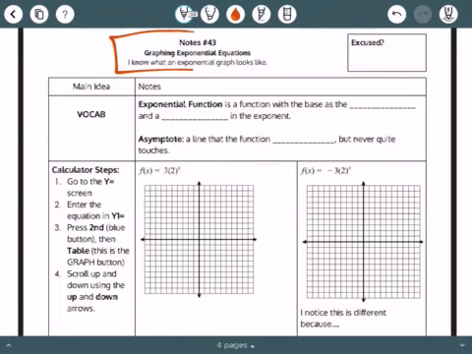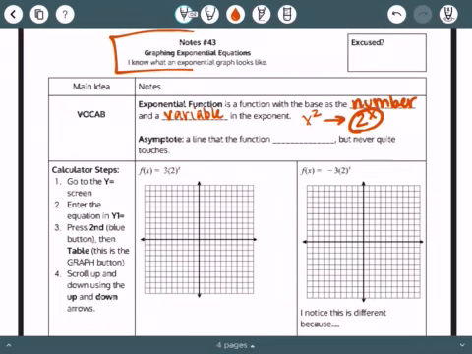So an exponential function is a function with a number as the base and a variable in the exponent. So we're used to seeing things like x squared, and today we're going to turn that into 2 to the power of x. Something like that. This would be an exponential function.